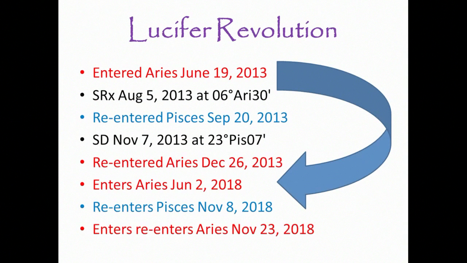And I'll show you the next slide on what it's going to do in Aries in activating this cardinal cross. But jumping ahead, you'll see that Lucifer will go back into Aries the next time in June of 2018. So you can see that that cycle is just a little less than 5 years. And we'll end up having another Lucifer retrograde in Aries Pisces. More on that later.